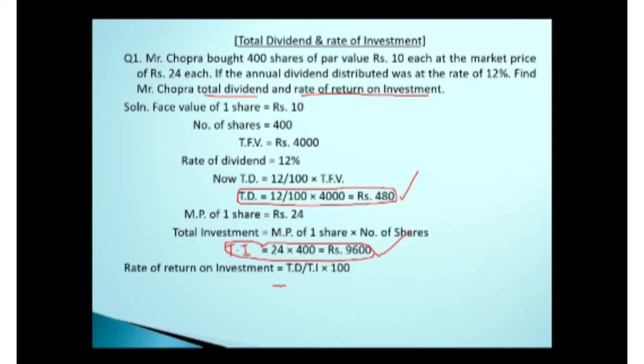So, total dividend is 480, so 480 divided by what is total investment? 9,600. And then we have to multiply this with 100. Just check this calculation and get the answer in the chat box. 5%. Yes, percentage has to be the unit for the rate of return. Whatever answer you get, every time the unit of that is going to be in percentage. So just now we got the answer as 5, so that will be 5 percent. Right.